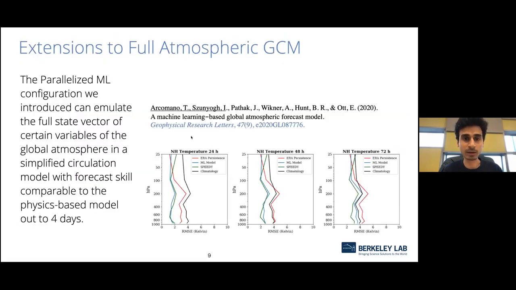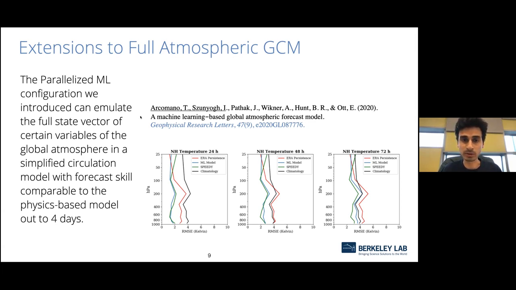Our collaborators, Troy Arcomano and Istvan Szunyogh at Texas A&M University, showed that the parallelized ML configuration that we introduced can emulate the full state vector of certain variables of the global atmosphere in a simplified circulation model with forecast skill that's comparable to the physics-based model out to about 4 days. So in this work, basically, the machine learning model was learning to emulate a simplified circulation model called SPEEDY.